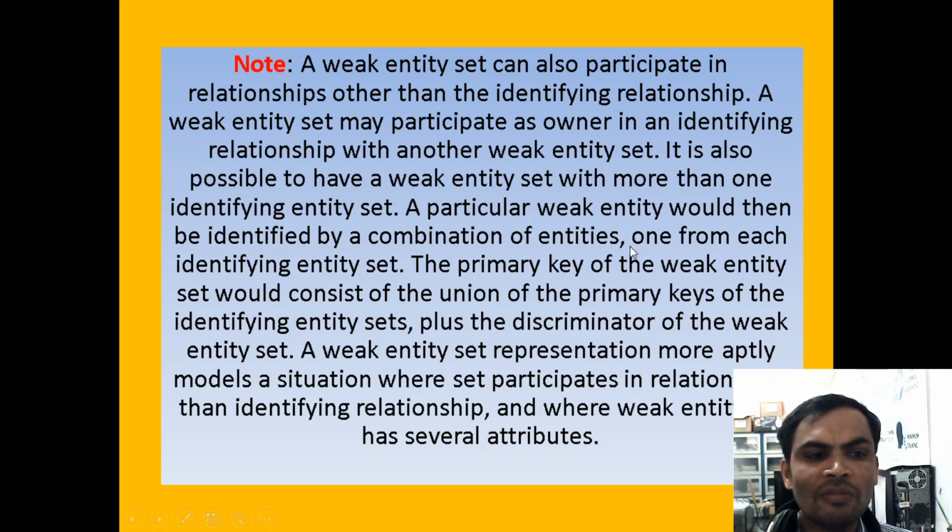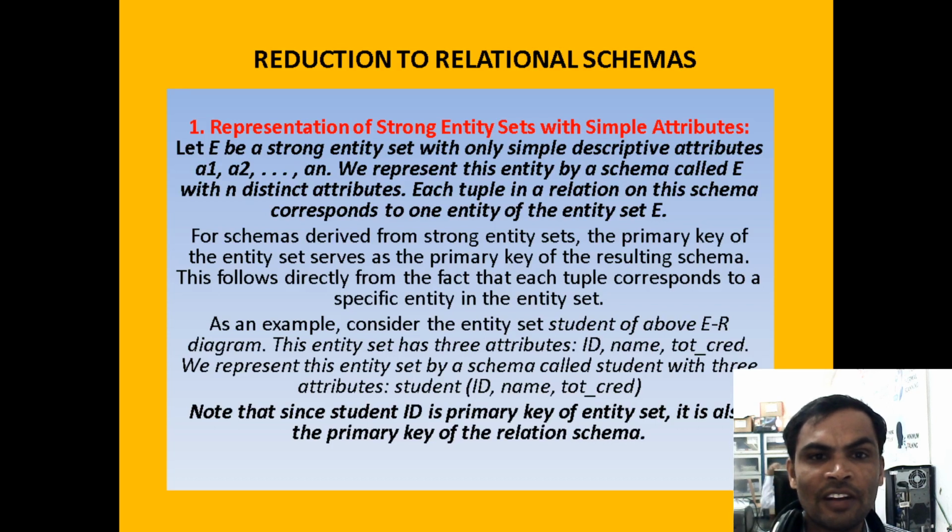The primary key of the weak entity set should consist of a union of the primary key of the identifying entity sets. Discriminator of the weak entity set means that at the time of identifying the primary key, it should be associated with the discriminator of the weak entity set. Weak entity set representation is a model situation where the set of attributes is in the relationship with the identifying relationship. A weak entity set has several attributes, maybe it can have n number of attributes.